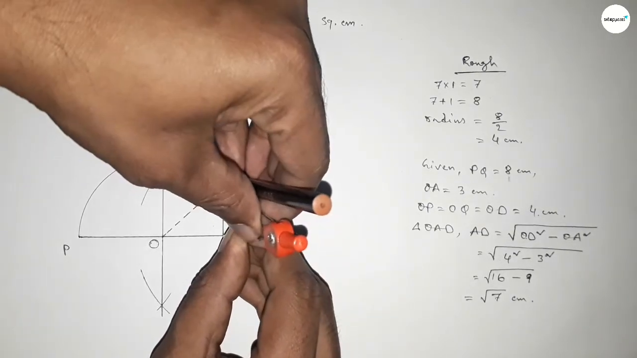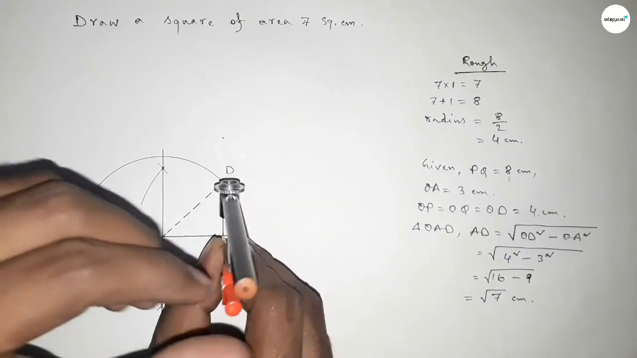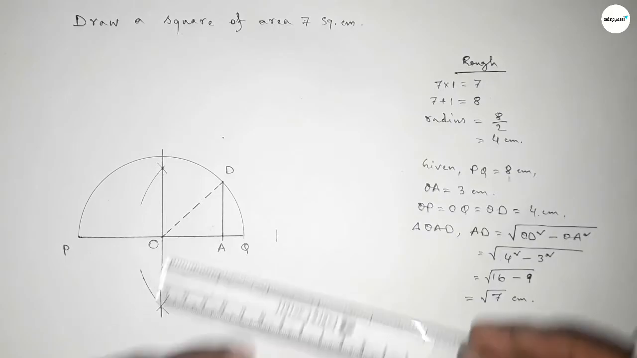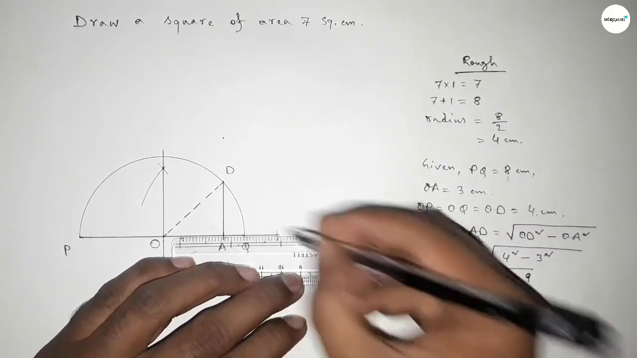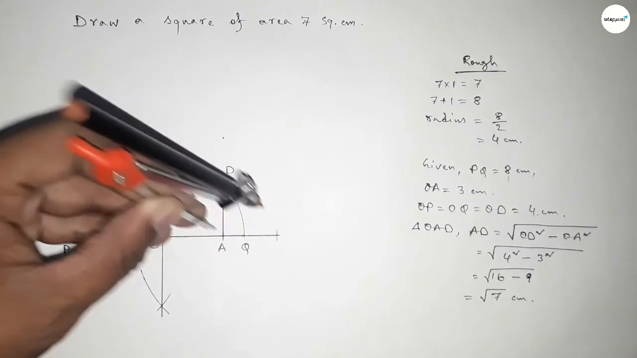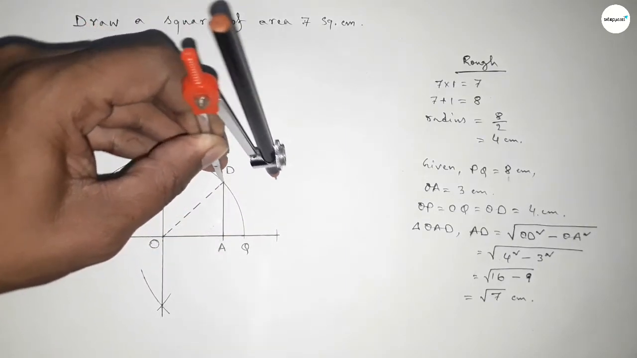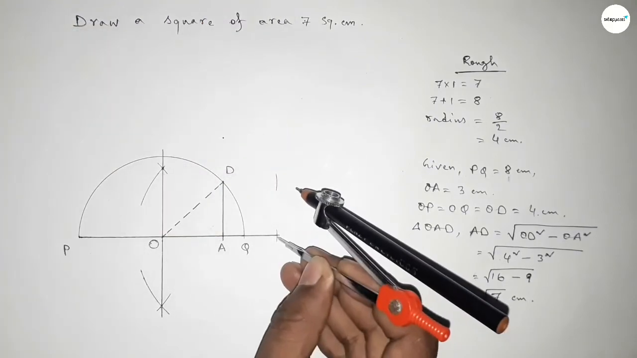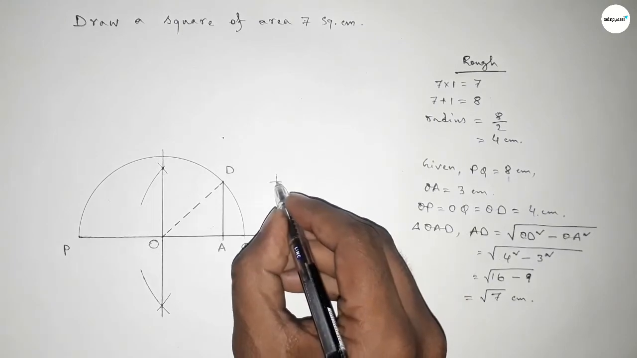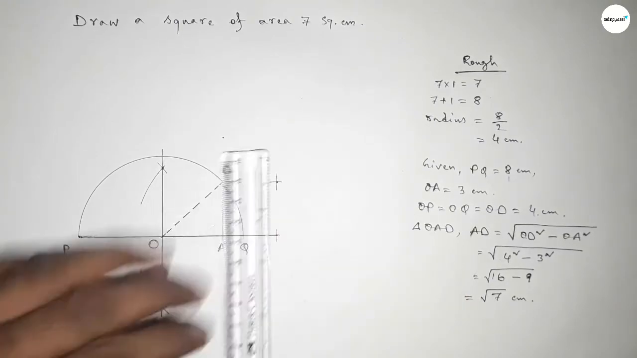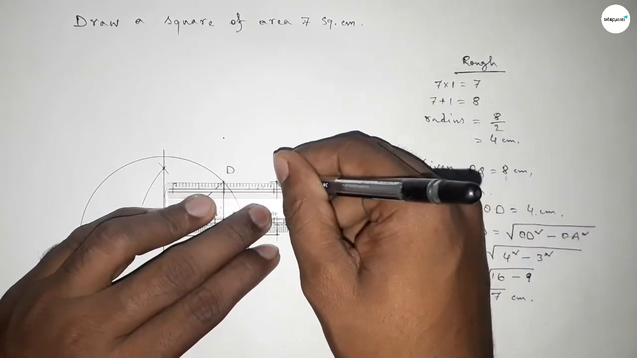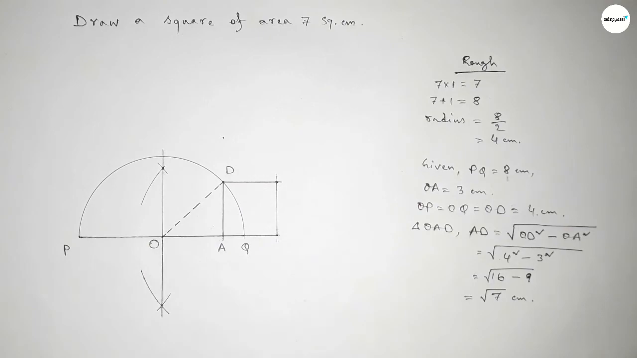Now taking the length AD by compass and cut here. Okay, so now join this or extend the line PQ, then taking this length and putting the compass here and drawing here arc with same length and putting the compass here and cut here. So both the curve intersect at a point. Now joining this side and joining this side.